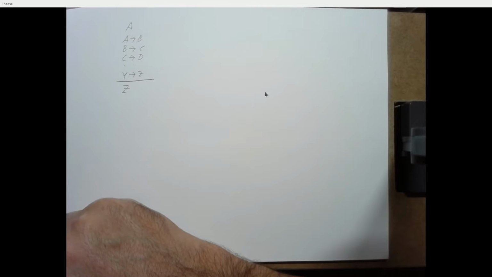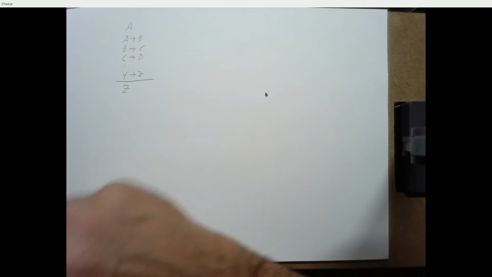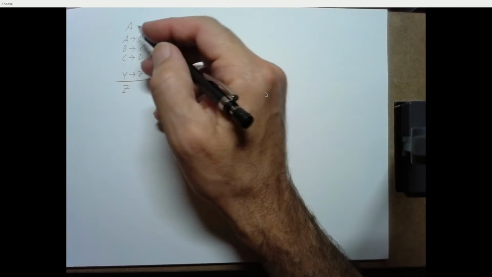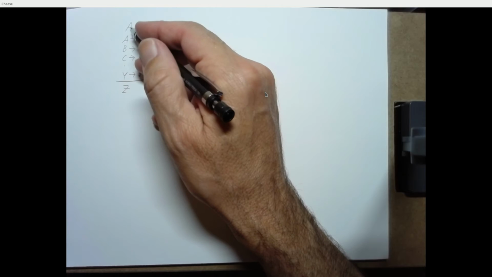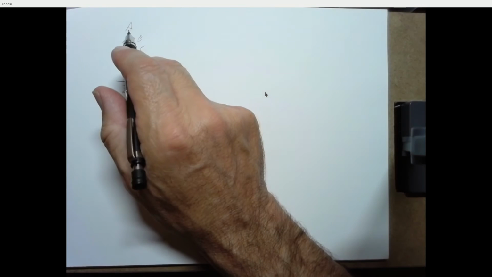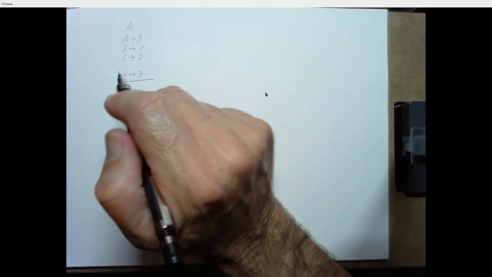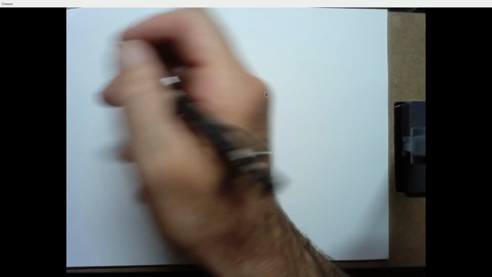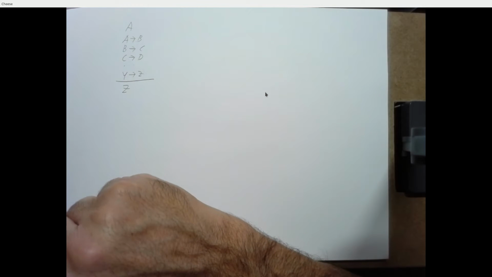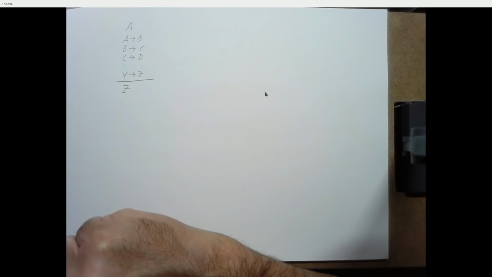Well, we could do this with a truth table, right? We could list all the possible values of A and B and then show that in all the cases where these are all true, Z turns out to be true, and in cases where any of these are false, Z may turn out to be true or not. That's a big truth table, right? We can do this using rules of inference.